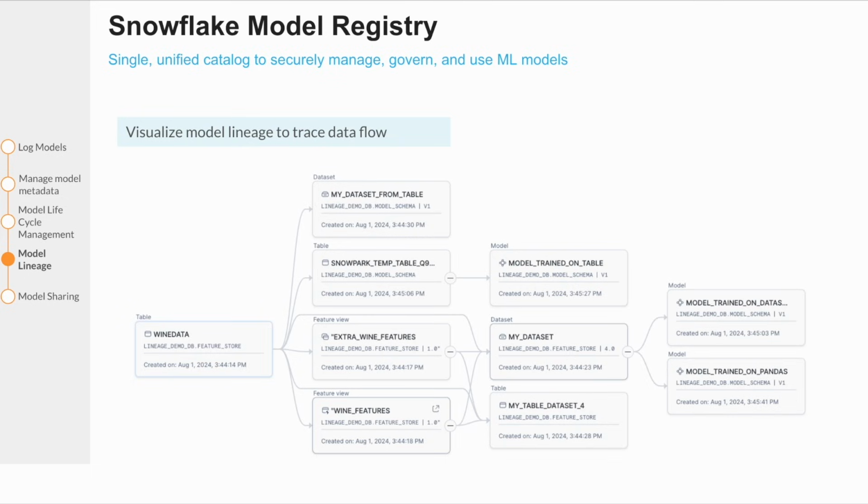You can visualize model lineage directly in the Snowflake UI, allowing you to easily trace the flow of data from source to prediction and understand how each component of the model pipeline is connected.